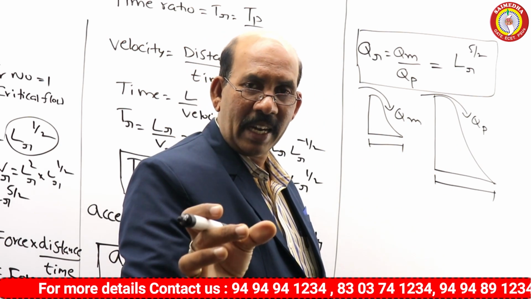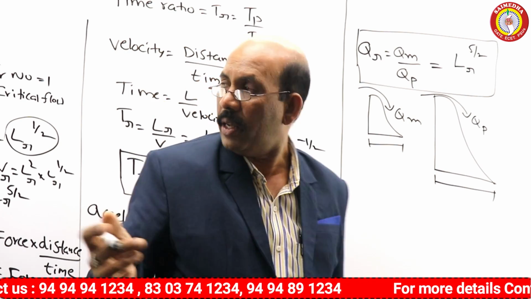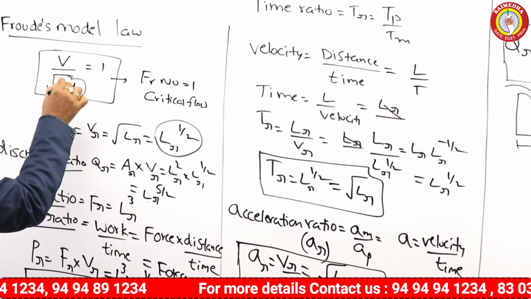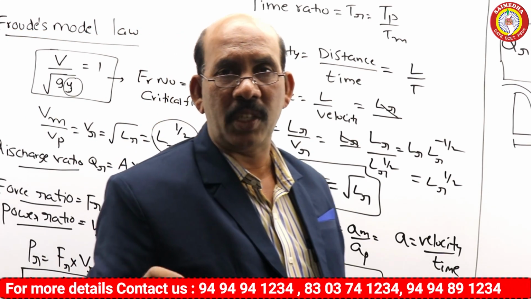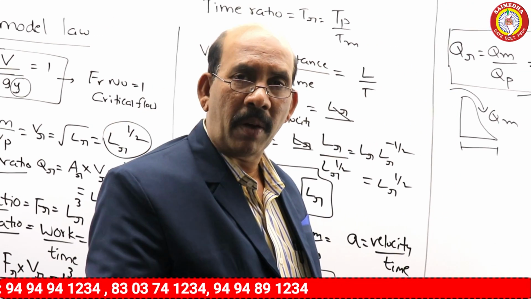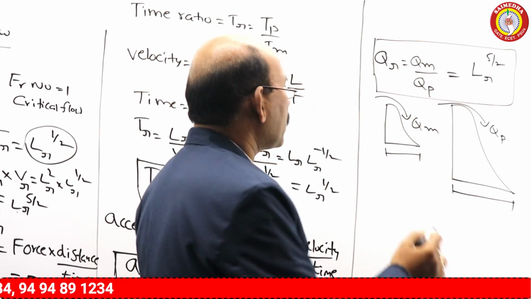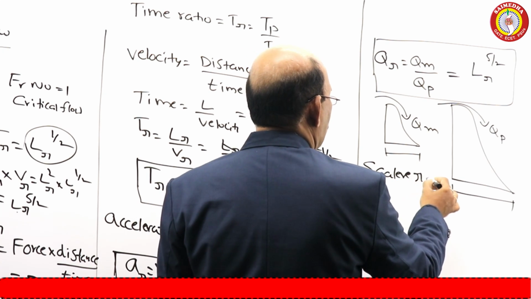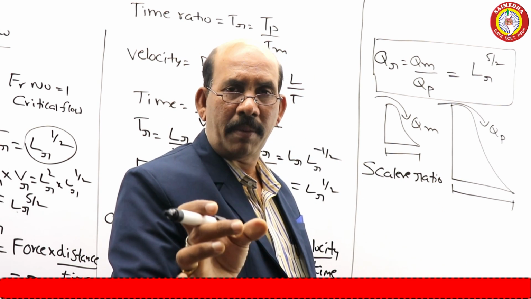Now using the scale ratio, as I told, LR is equal to LM by LP. Here you can see this linear dimension, the scale ratio LP by LM. You can compute the LR value with the help of the ratios of these dimensions. That means you are fixing the scale ratio, and you can choose the value of a scale, that means the dimension.